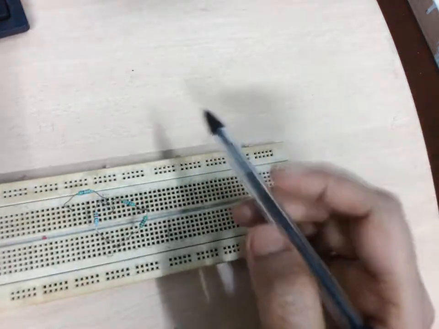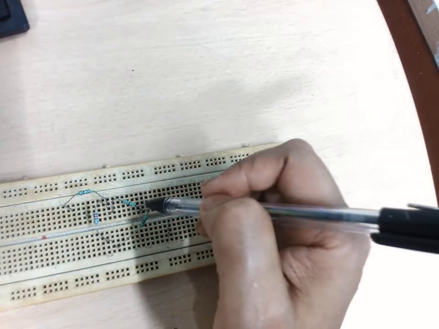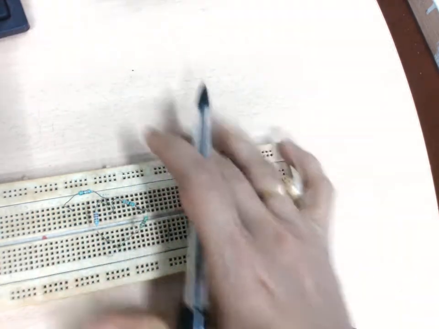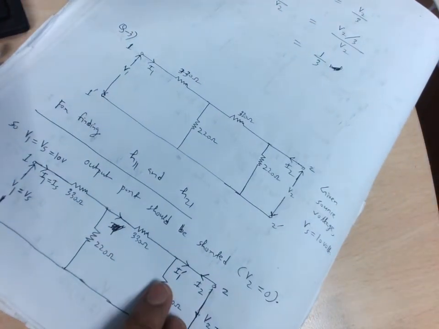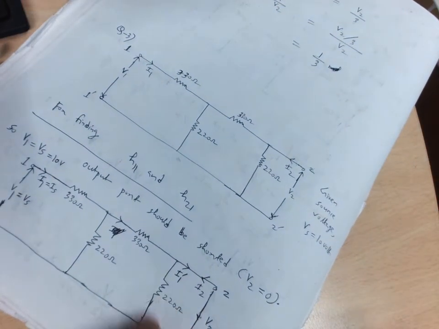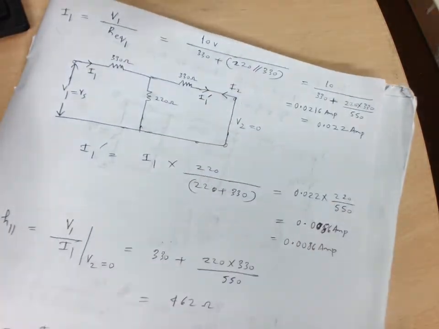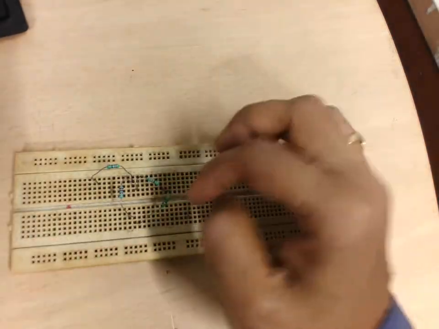This 330 ohm is connected to another 220 ohm. But as no current is flowing through this 220 ohm, we will not consider it. So the arrangement will be this, and you can remove this 220 ohm.